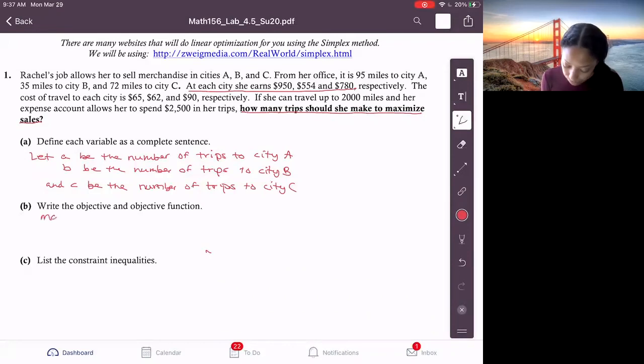We want to maximize C equal to, we would have $950 for each trip she makes to city, look at me, I call it city X, it would be city A, plus $554 for each trip to city B plus $780 for each trip to city C.